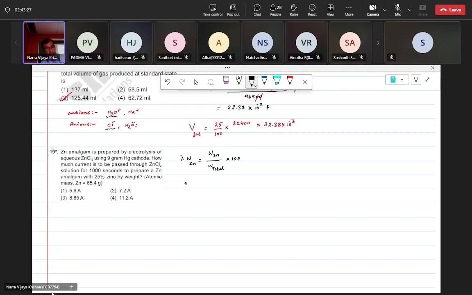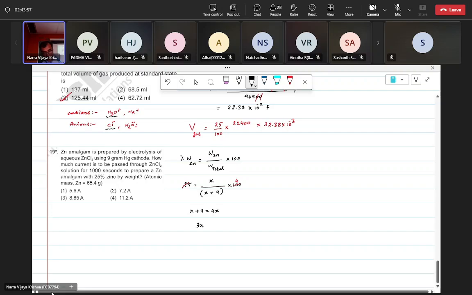What is given? 25. Weight of zinc I don't know, let it be X. Then total weight is X plus 9, since mercury weight is already 9. So X by X plus 9 into 100 equals 25. Can I write this as 4 times? Bring this to this side: X plus 9 equal to 4x. Bring this x to this side: 3x equal to 9, so x equal to 3 grams. So the weight of zinc deposited is 3 grams.